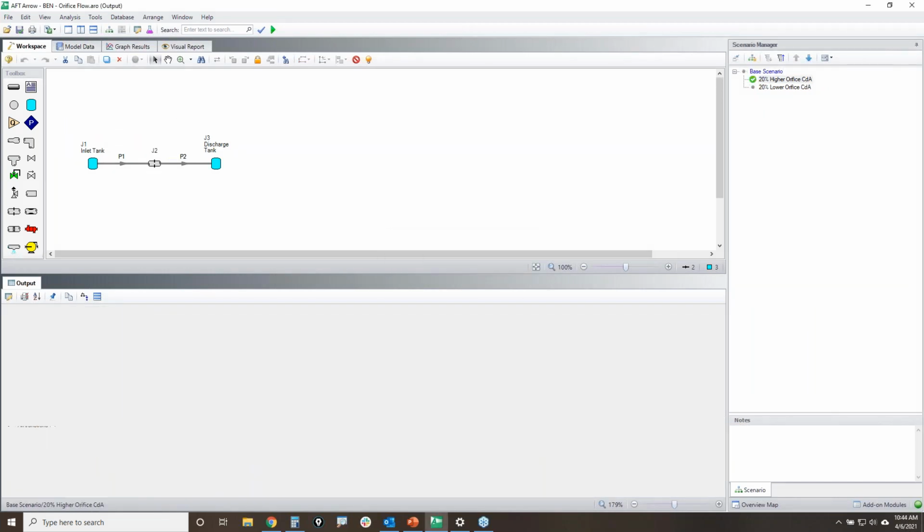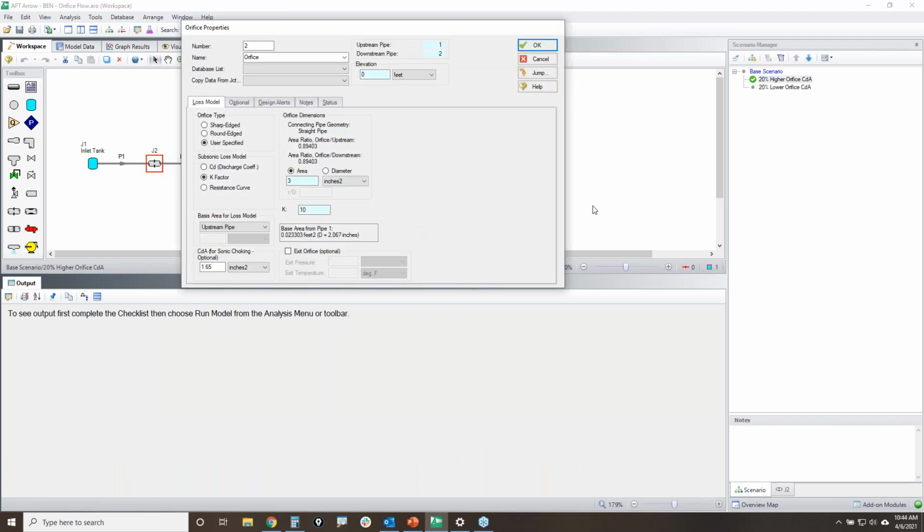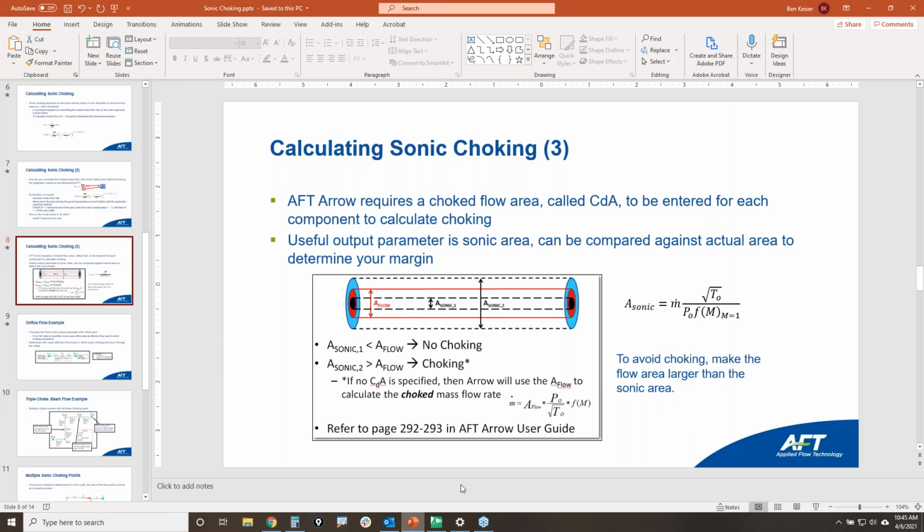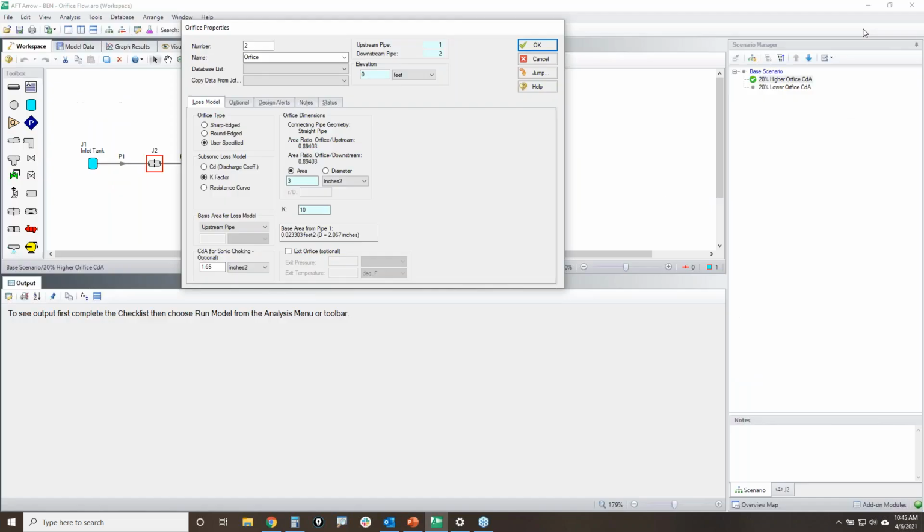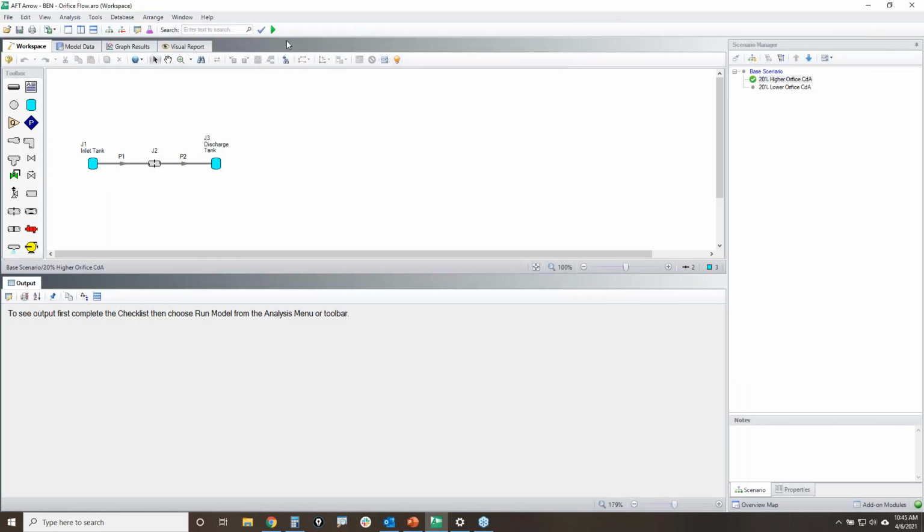So here's our 20% higher scenario. Basically we took that 1.377 value and multiplied it by 1.2. So this is a CDA that is 20% larger than our sonic area. If you remember, if your flow area is larger than your sonic area, no sonic choking. So we should not see choking. Let's see what happens. I run the model.